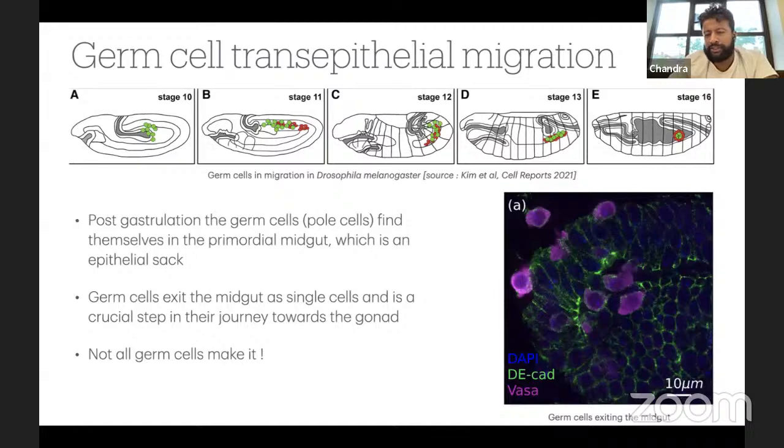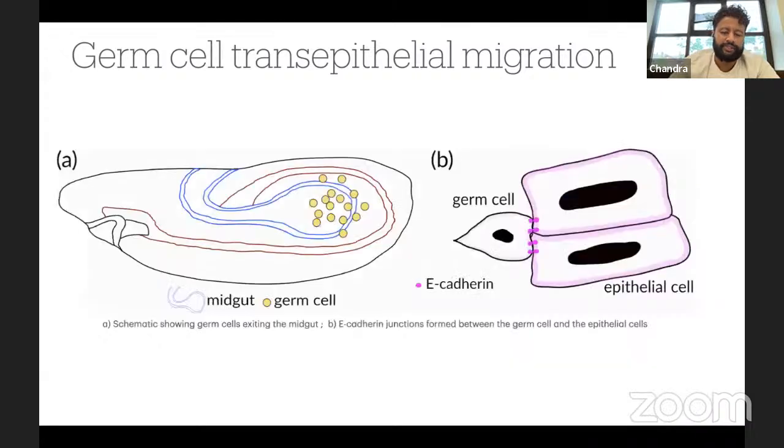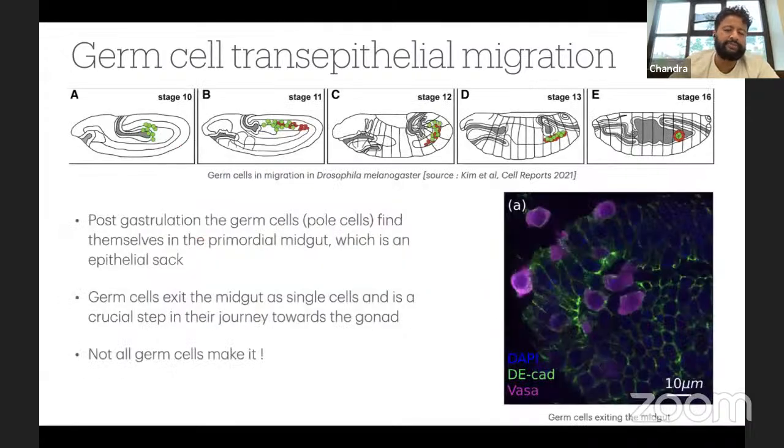But right after gastrulation, for people who don't know what gastrulation is, if you have seen these famous videos of Drosophila embryo development, you would have seen at some stage this huge churning of the embryo, where a lot of things start moving and there's a huge amount of flow. That's the gastrulation. And right after gastrulation, you see that those pole cells have been displaced into an epithelial sac called the primordial midgut. And they're stuck there, which is shown in A here.